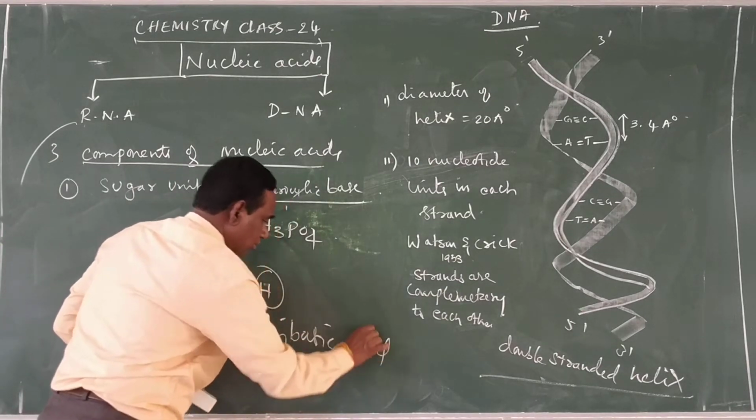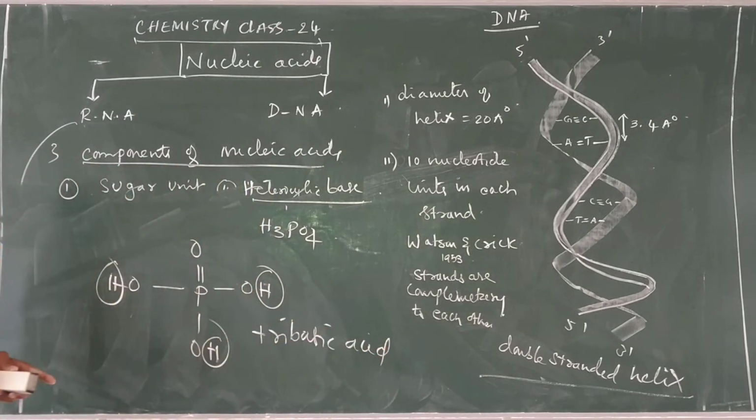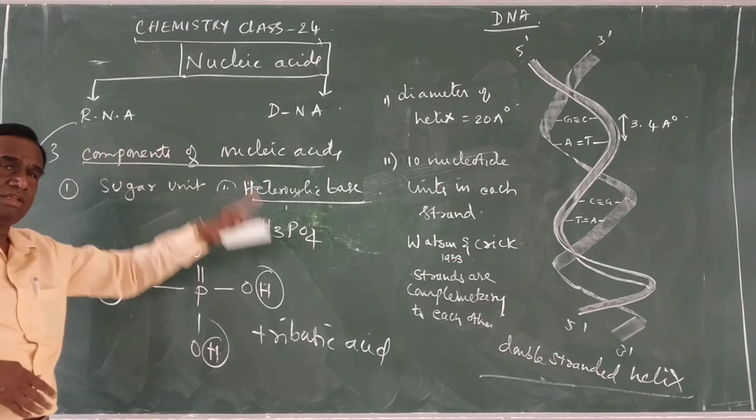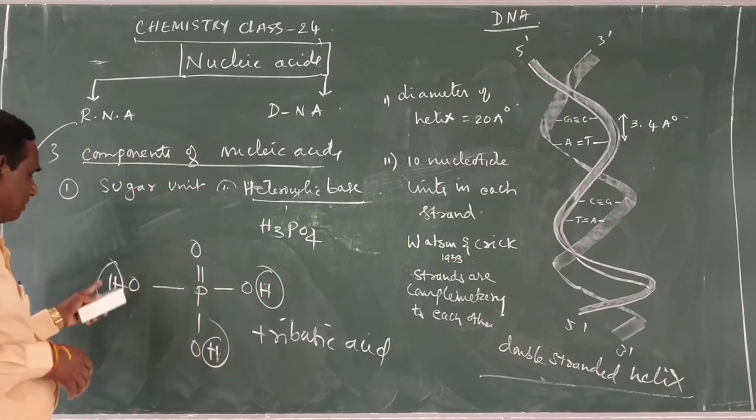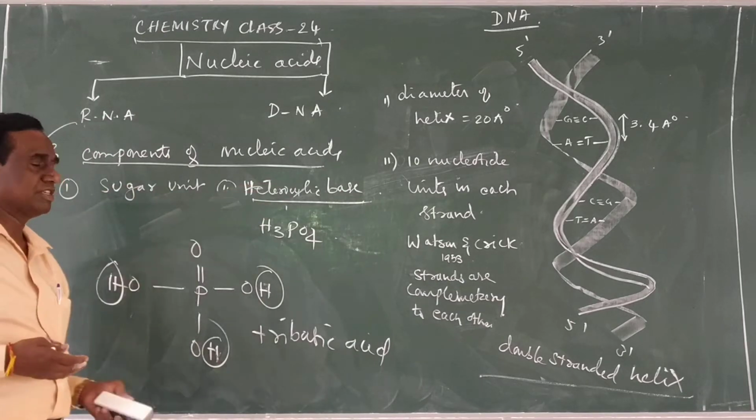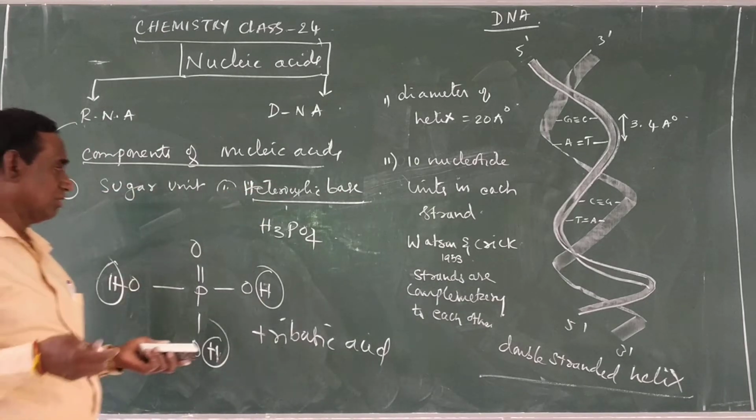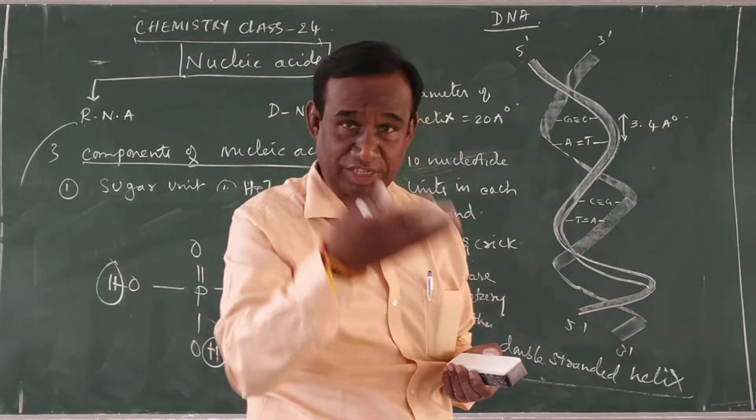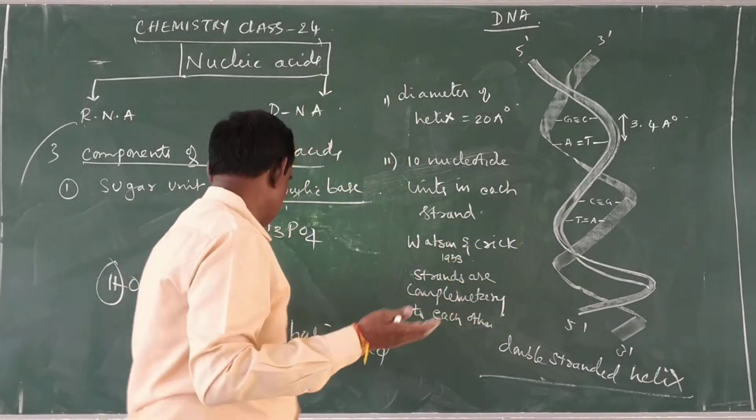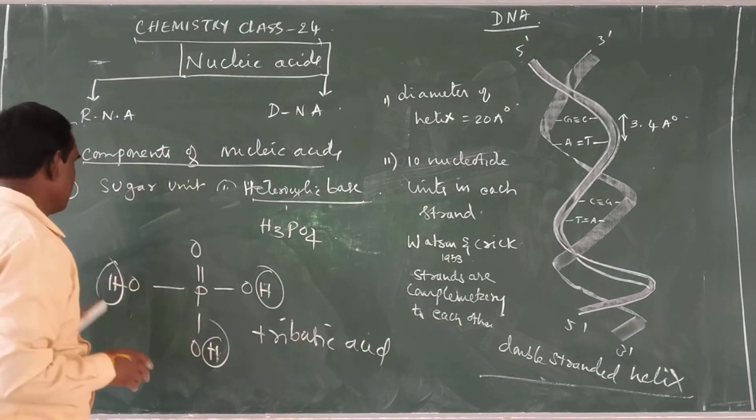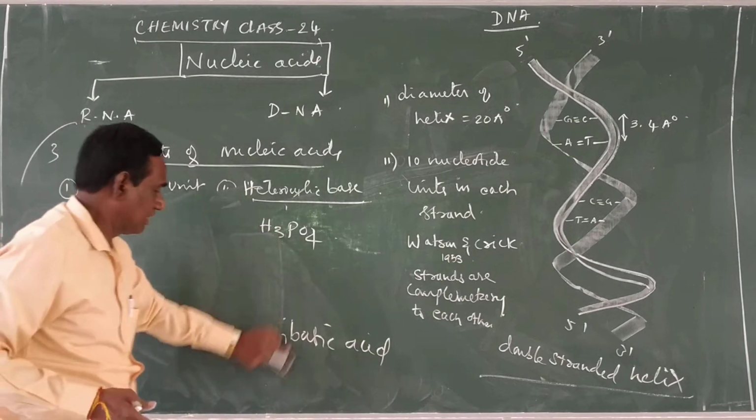For this reason, we are going to replace these hydrogen atoms by the heterocyclic bases, and that means you can get adenosine monophosphate, adenosine diphosphate, and adenosine triphosphate, ATP, the energy currency, which can also be obtained by the replacement of all the three hydrogen atoms here. Okay, so it is a tribasic acid.